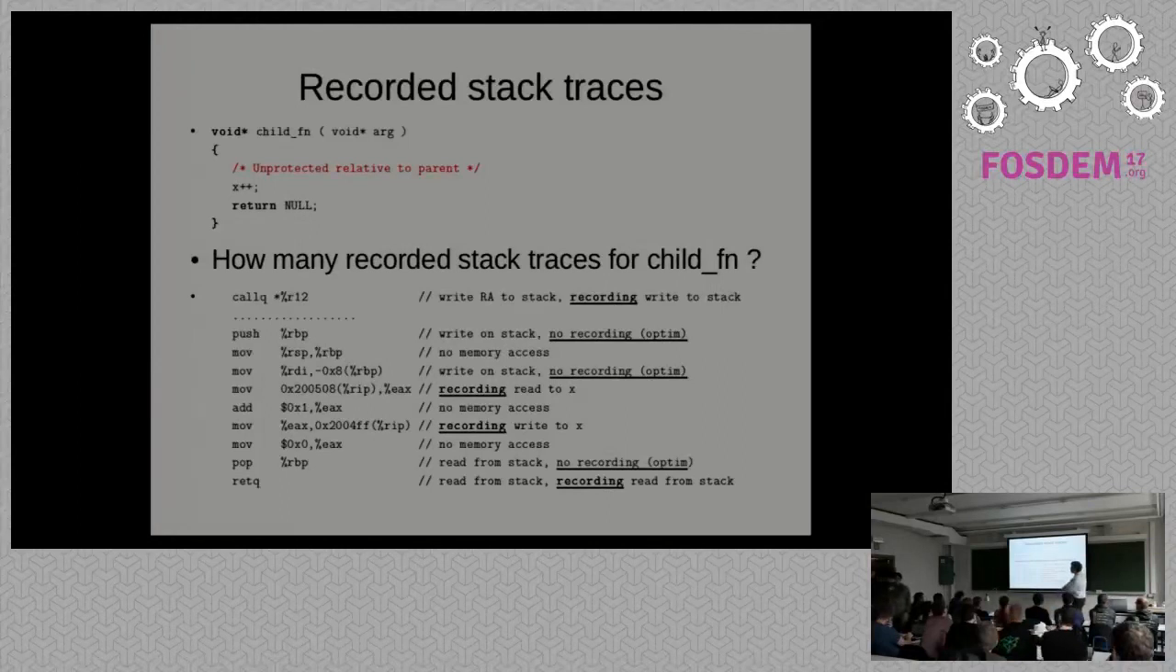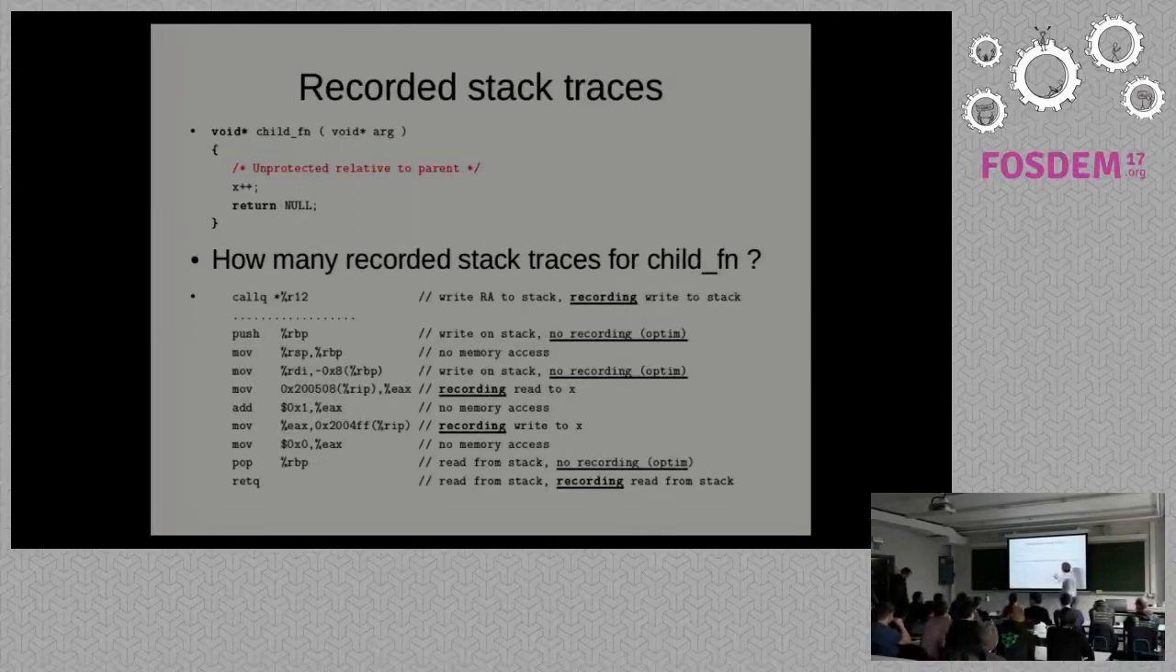Here is the code, and then I have explained where we have a stack trace which is recorded. So this function is called, and when we are calling this function, we have to write the return address to the stack, and this is a write operation, and if it is a write operation, we are recording a stack trace. Right? Yes, I think so. Okay, my understanding is different, but I think this is correct.